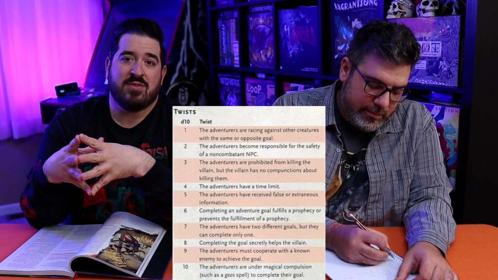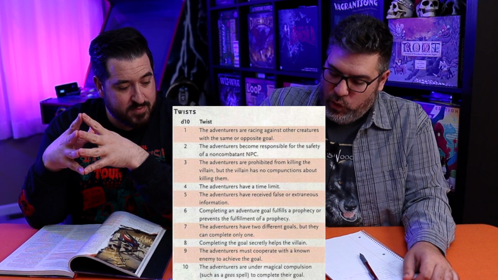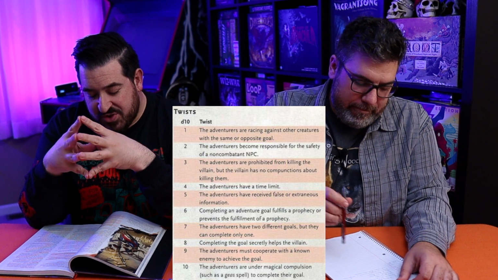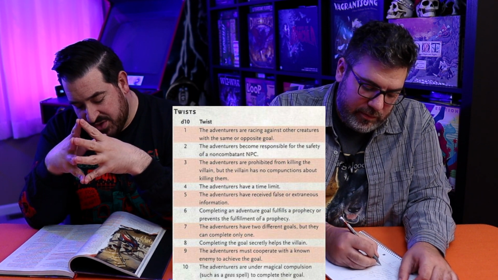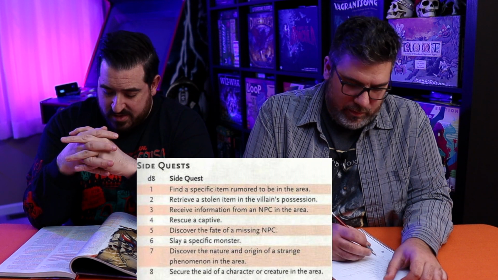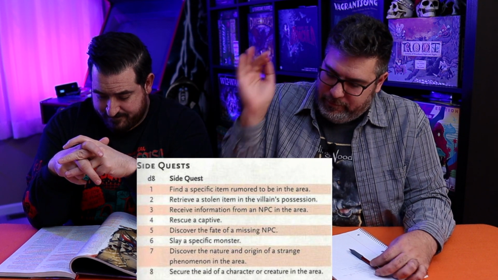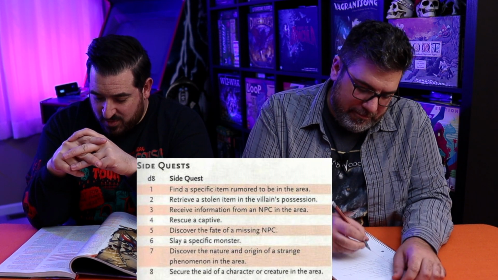On page 80, we have what is called the Twists table. This is a D10 result. Uno. The adventurers are racing against other creatures with the same or opposite goal. Over on the next page, page 81, we have the side quests table. Give me a D8 roll there, KMo. Uno. Lots of ones.